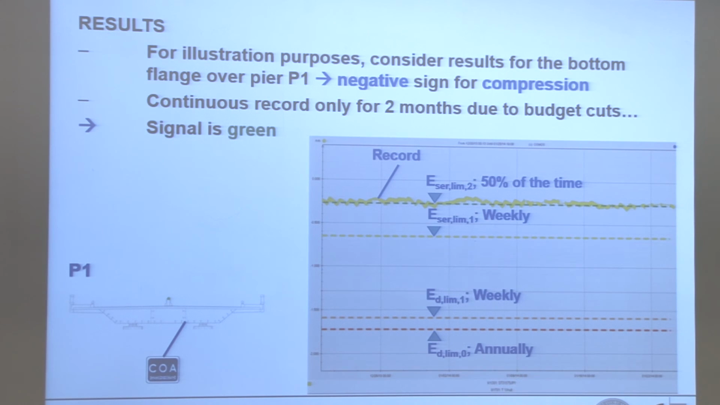Where we have compression, of course. Compression is negative, so the higher the compression, the more negative the value will be. We have here the threshold values for the different requirements: the aspect of the bridge, the comfort of users, and the safety aspects. And here in yellow we have the measured values, and the bridge is behaving quite well.